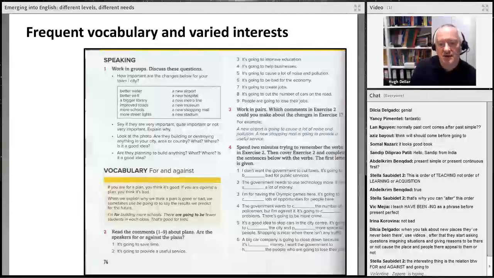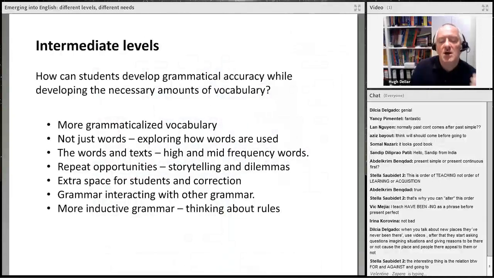They're getting this kind of repeated exposure to the grammar, but we're also focusing on vocabulary that doesn't usually get taught in traditional lexical sets. So things like help businesses, create jobs, cut the number of cars. These are all really high frequency words that students are going to see time and time again. And again, it treats the students like adults. It helps them have basic conversations about serious kinds of issues.